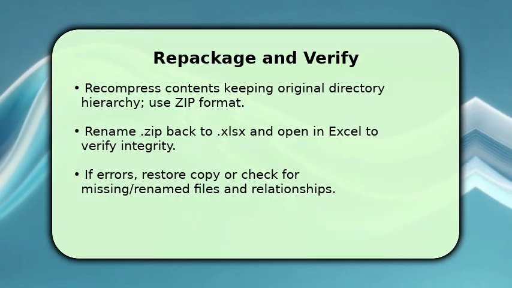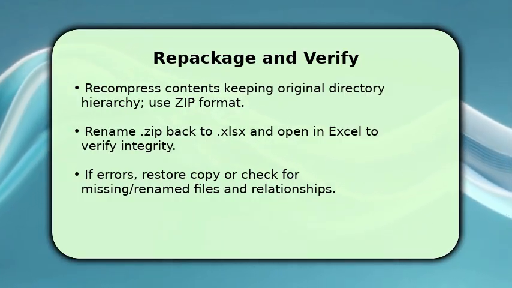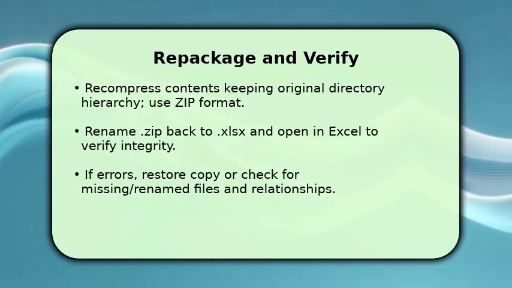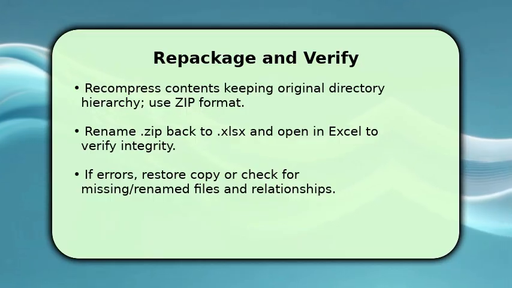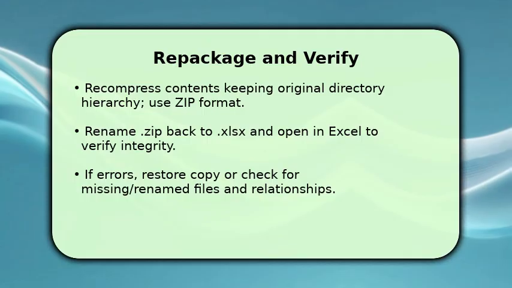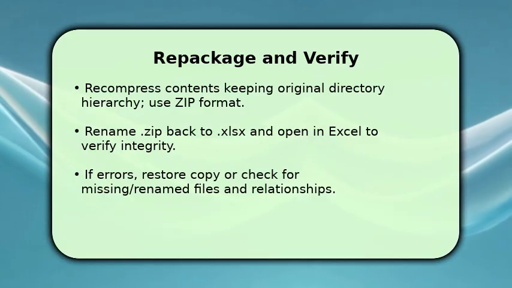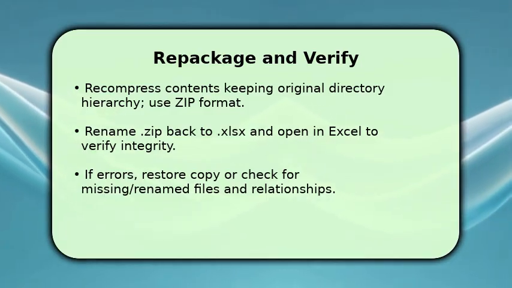After compressing, rename the file from zip back to XLSX and open it in Excel. This verifies the package and relationships are intact. If Excel complains, revert to your duplicate or compare the archive to the original to find missing or renamed files. One key troubleshooting tip is to check for broken rels.